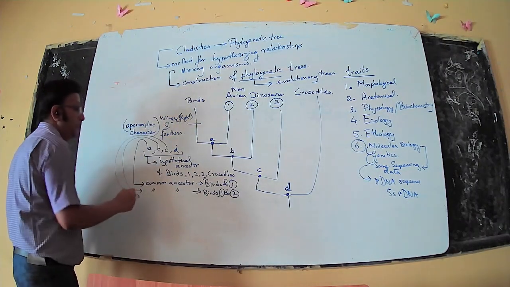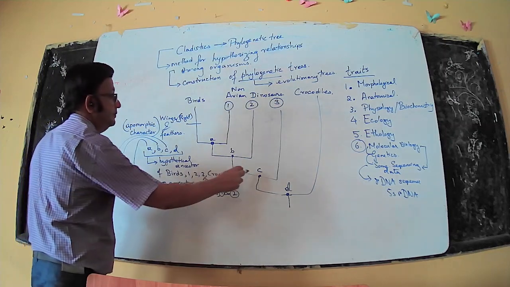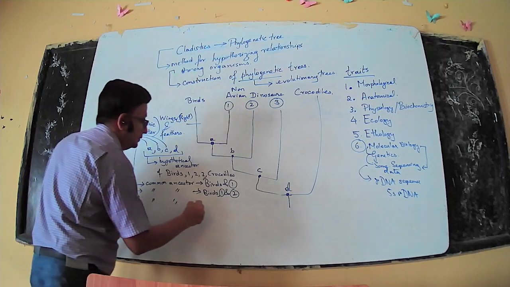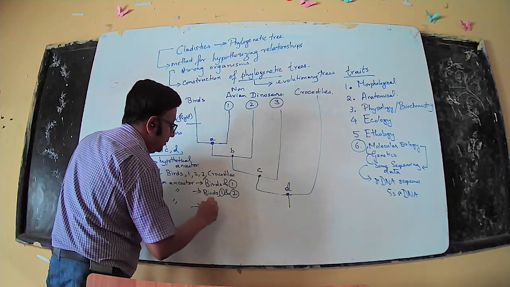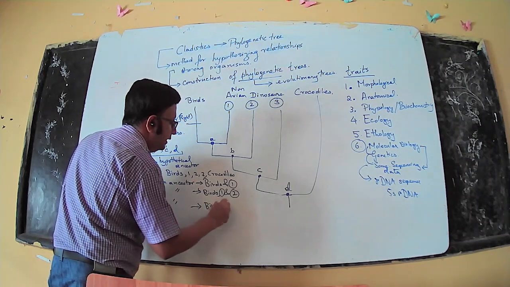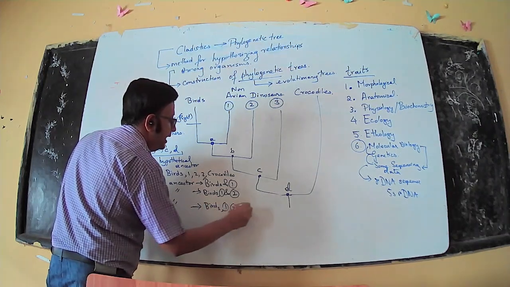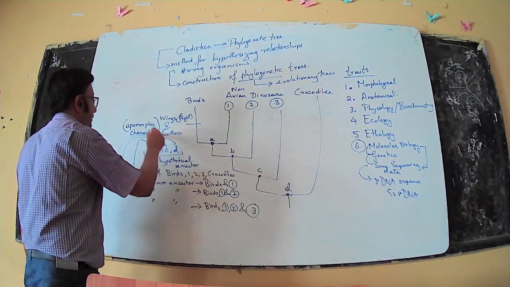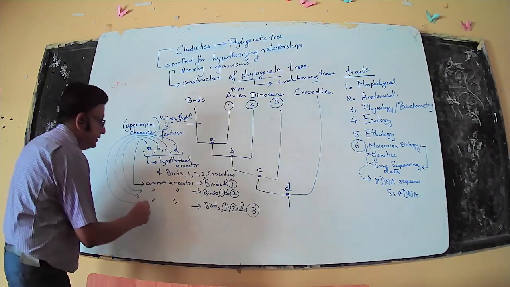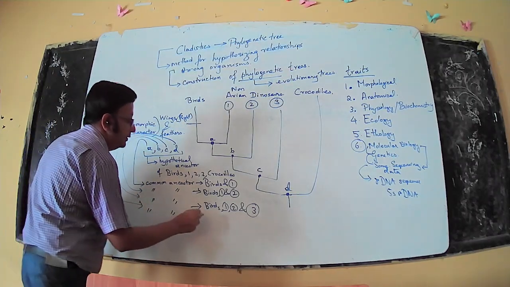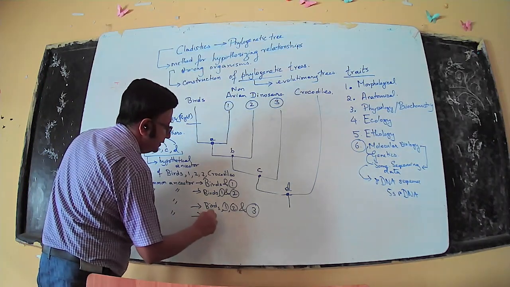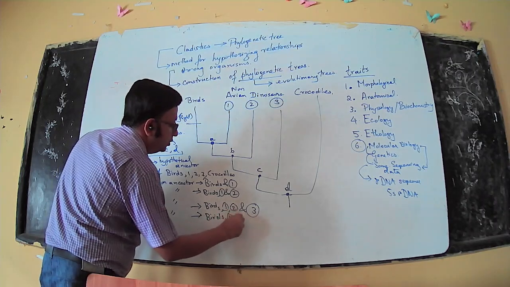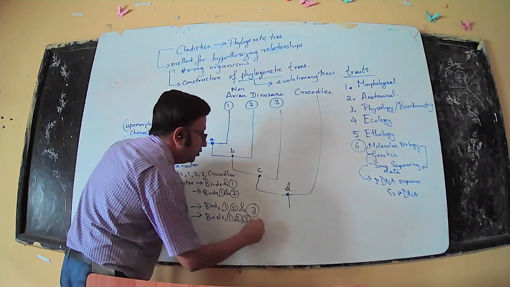C is the common ancestor of birds 1, 2 and number 3, and D is the common ancestor of birds 1, 2, 3 and crocodiles.